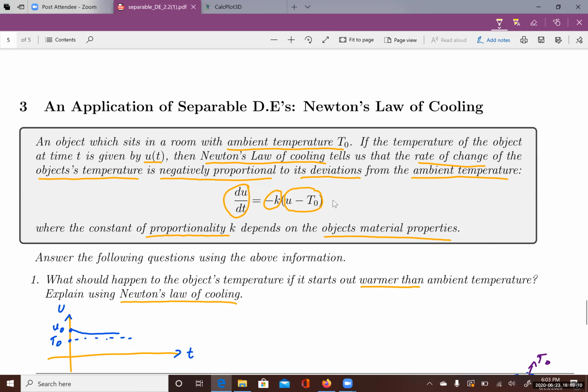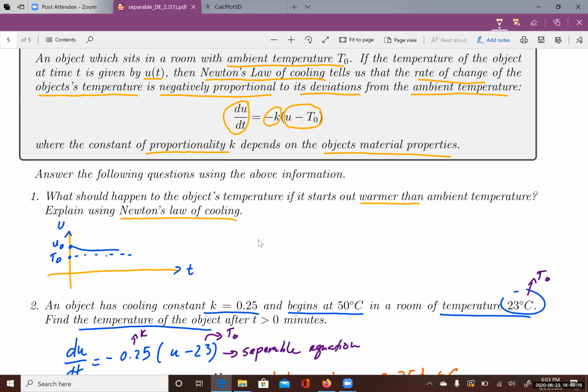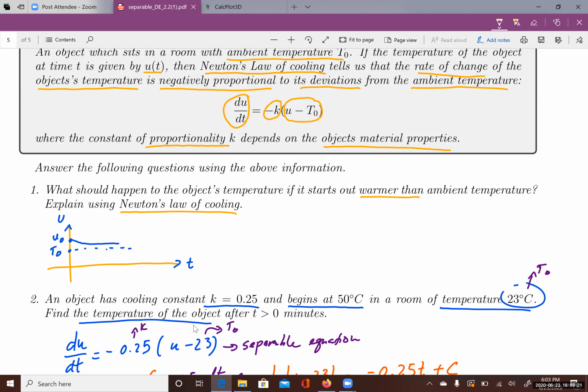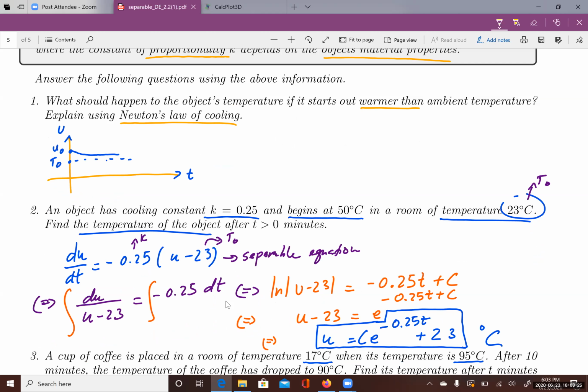And again, once you have a differential equation set up using all the properties that you are given or you found, then you can just solve the differential equation, and in this case, it is one of the separable equations. You can separate the two variables on both sides and integrate both sides to find u.